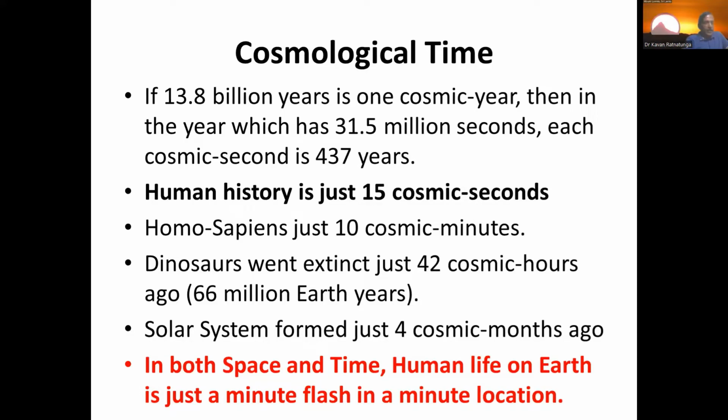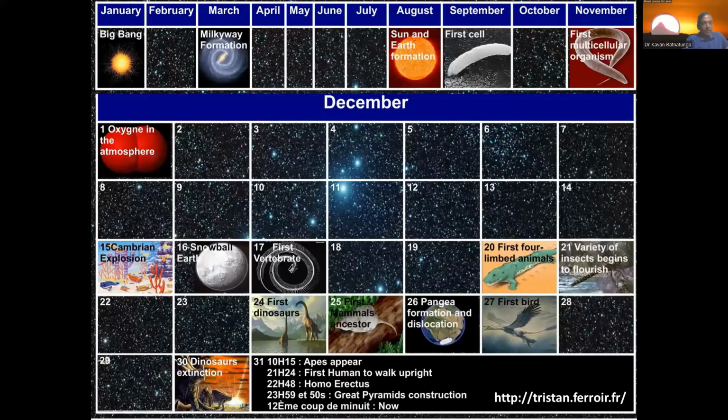This is an illustration of what the cosmic year would have been, from the Big Bang on January 1st to the extinction of the dinosaurs on December 30th, and finally the Great Pyramids getting formed 10 seconds before midnight, and now at midnight. So you can see that human civilization, or the period that we know and have historically documented, is only about 10 to 15 seconds of the history of our universe.